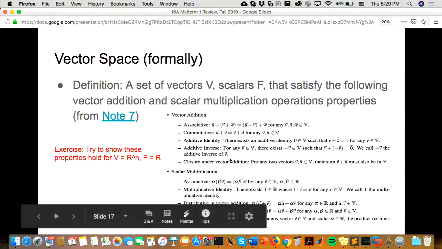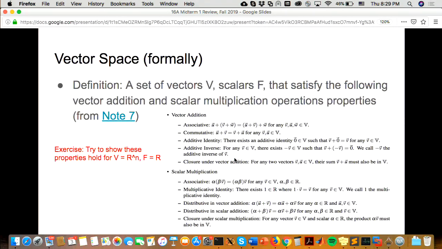Another very important property that you probably have seen is closure under vector addition. So for any two vectors u and v that belong in that space, u plus v also belongs in that space. And then we have scalar multiplication, which is associative. We have the element 1 in that set of scalars. So 1 times v equals v for all v in this vector space.